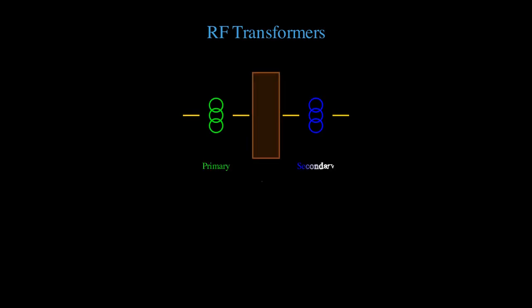RF transformers serve multiple purposes in RF circuits: impedance transformation, signal coupling, and isolation. They present unique challenges at radio frequencies due to parasitic effects and frequency-dependent behavior. An RF transformer consists of two or more coupled inductors. The coupling between windings transfers energy from primary to secondary. The turns ratio determines the impedance transformation ratio, while the core material affects frequency response and power handling.